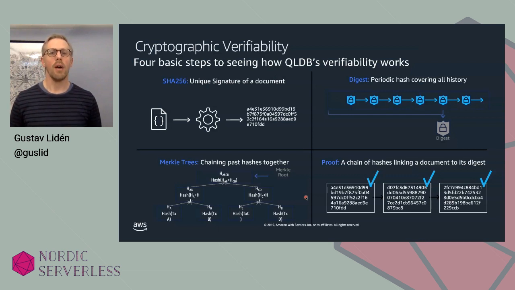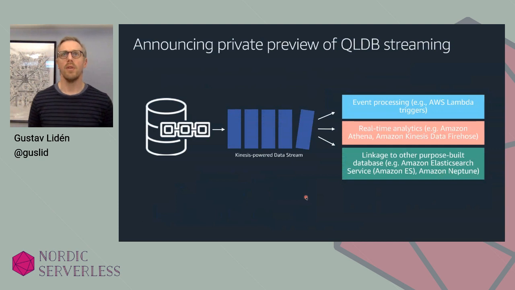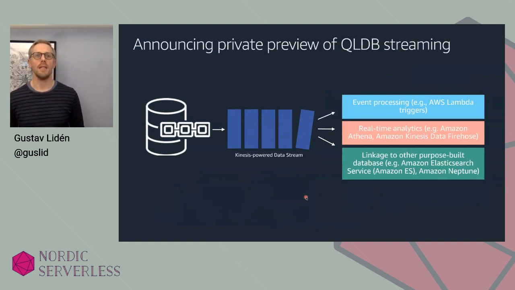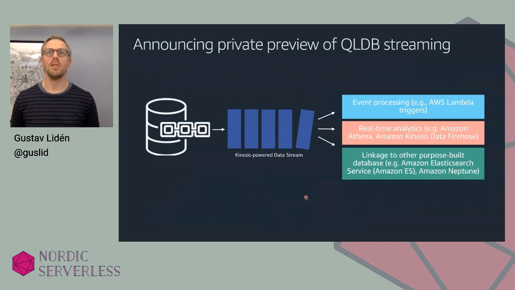So, rounding off this presentation, I just want to note that right now there is a preview of another feature in QLDB called QLDB streaming. If you are familiar with DynamoDB streaming, for example, it's fairly similar. Basically all of the transactions going into QLDB are available as a stream through Kinesis that you can use for different purposes. You might have different logic that you want to trigger based on these events.